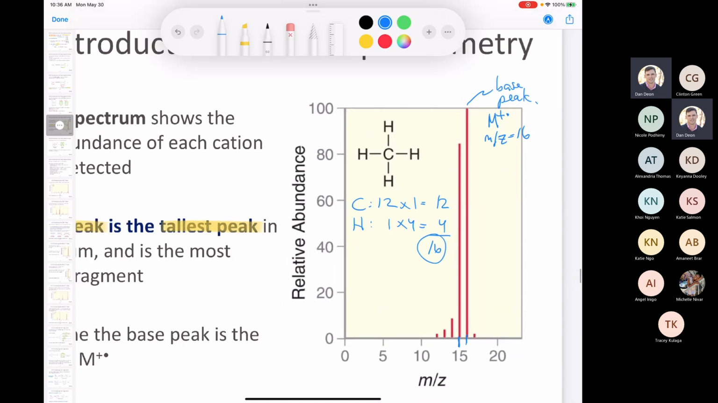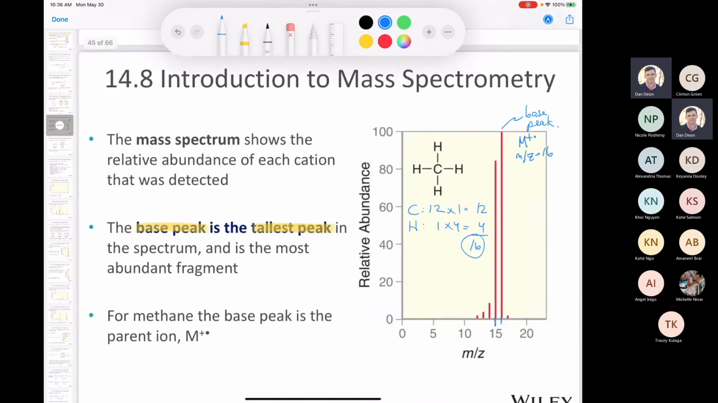But we see that we have some other peaks in there as well. Now, again, in methane, the base peak happens to be the parent ion, right? Our base peak, the tallest peak, happens to be the molecular ion, but that's not always the case.